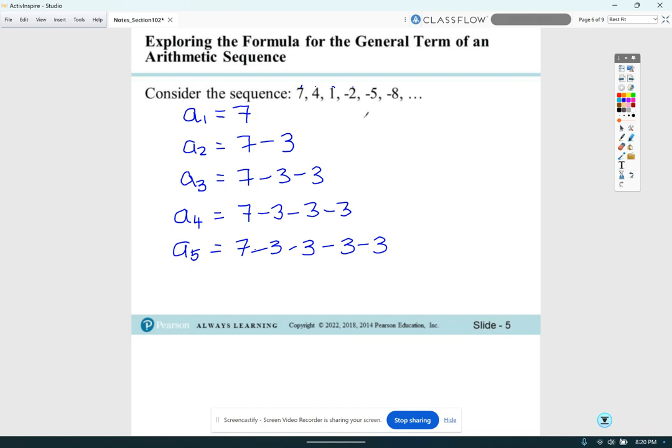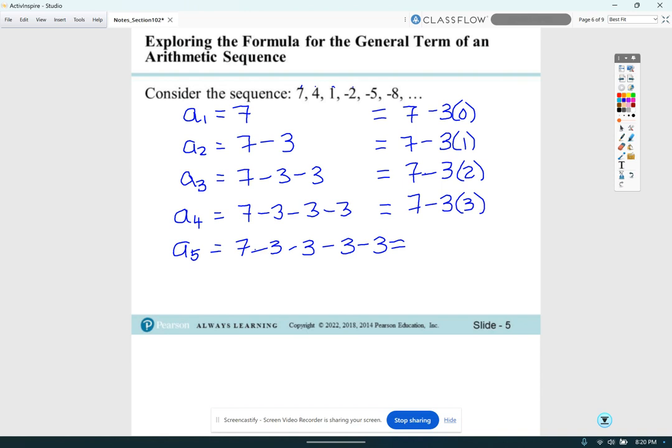Okay, and if we start to look at that, right, writing those minus 3s is going to get old. I don't want to do that if I have to get to my 100th term. So we're going to shorten that up by writing it as a multiplication expression. So in this first one, I took 7 minus 3 0 times. I didn't subtract 3 from it at all. To get the second term, I took 7 minus 3 one time. I subtracted 3 one time from 7 to get the second term. To get to the third term, I subtracted 3 from 7 2 times. And then to get to the fourth term, I subtracted 3 from 7 3 times.